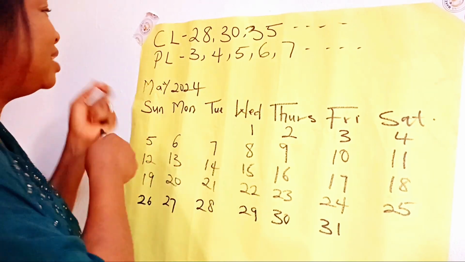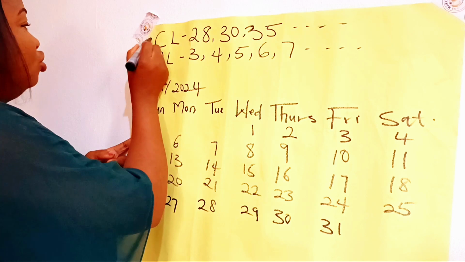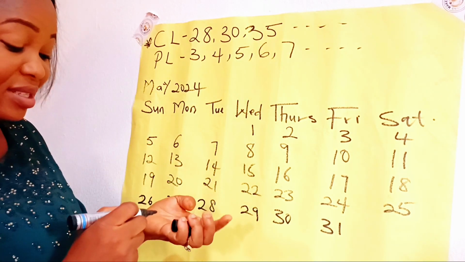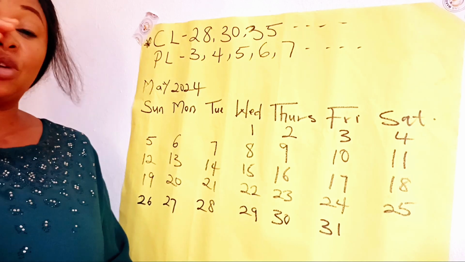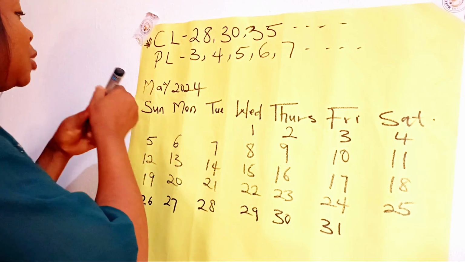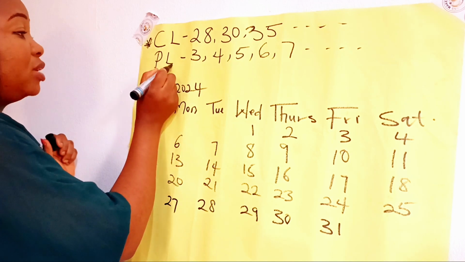One major requirement is the cycle length. Please don't joke with cycle length. Okay, once you understand your cycle length, you already know how to calculate your ovulation. So this PL here is period length.